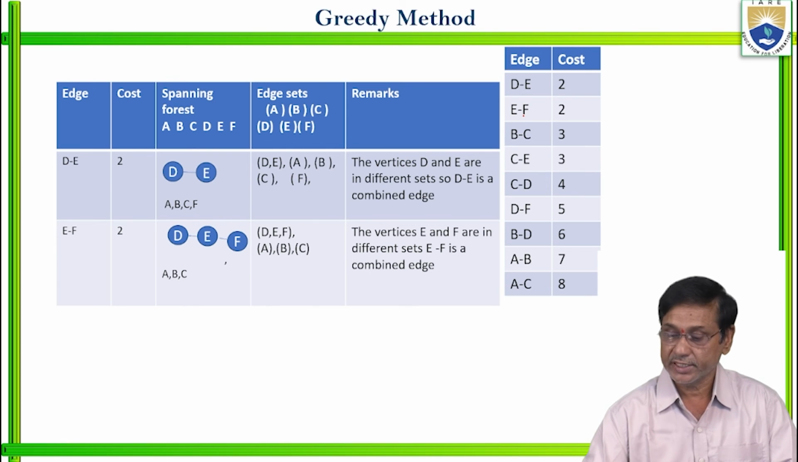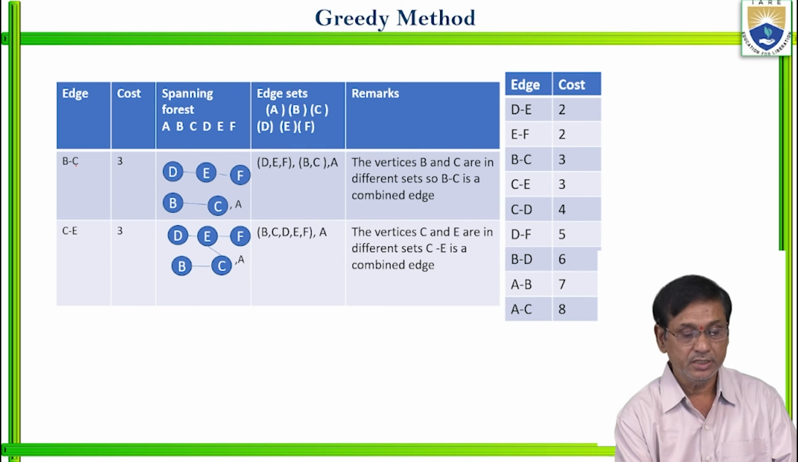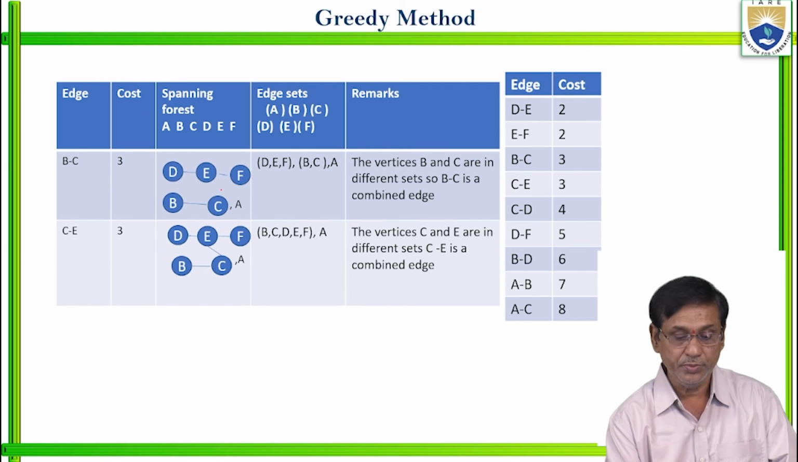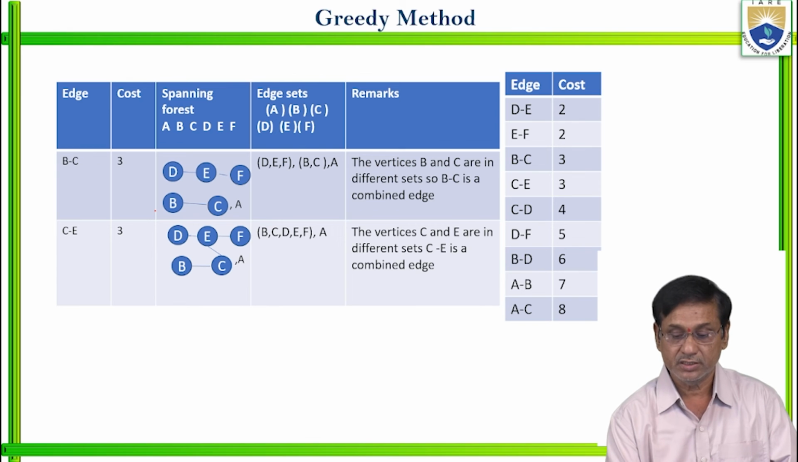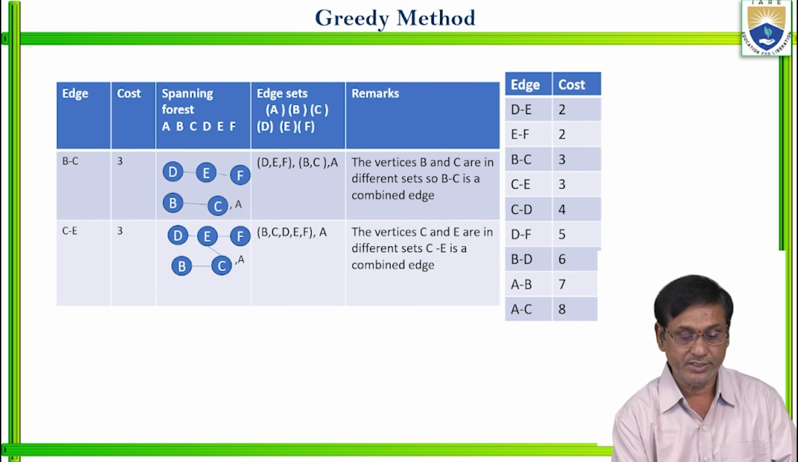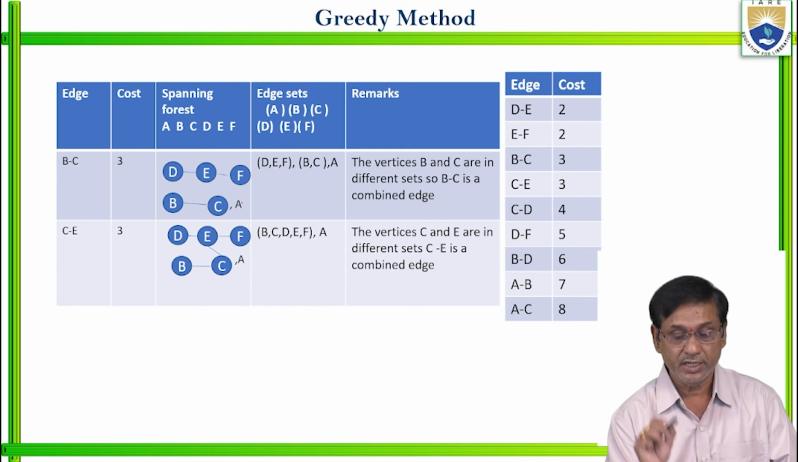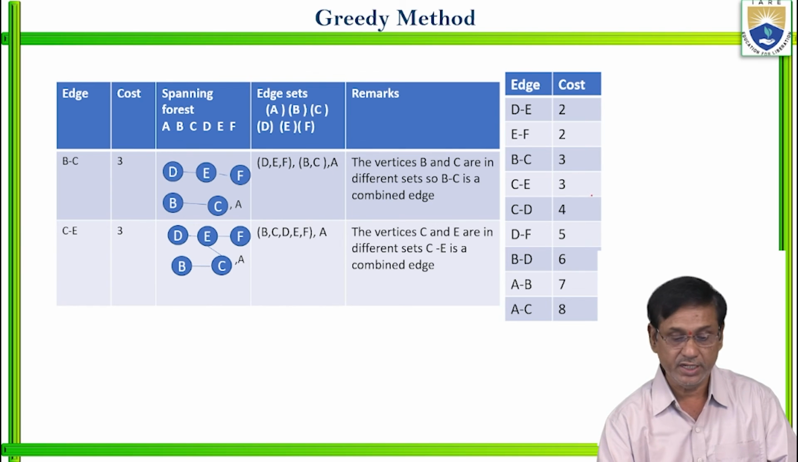Next, after EF, the next one is BC. Now coming to BC, the cost is 3. Now see whether B and C are connected or not. B and C are in different sets. Here we have DEF as one set. That means you can draw a solid line between B and C because it is a combined edge. So the vertices D, E, F, B and C are connected. A has to be connected.